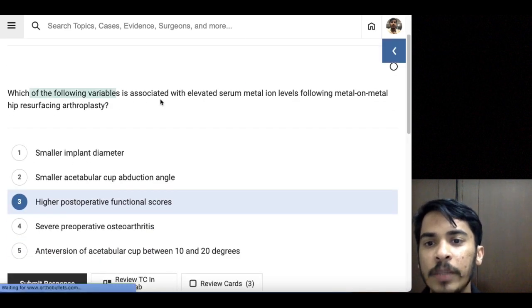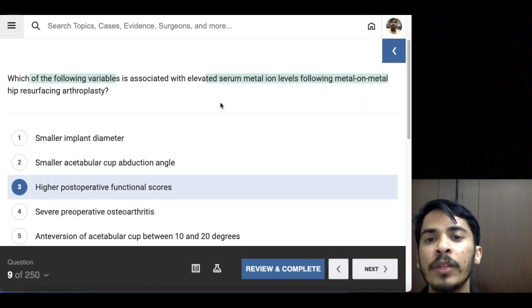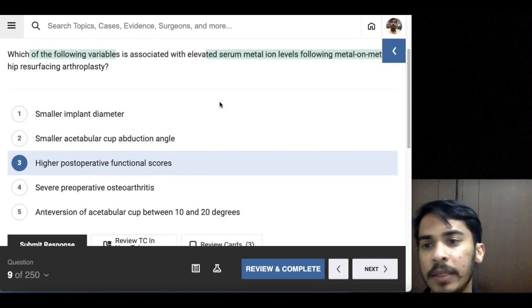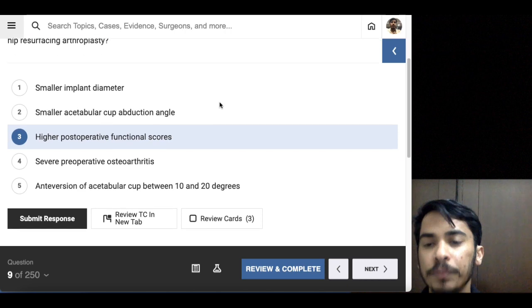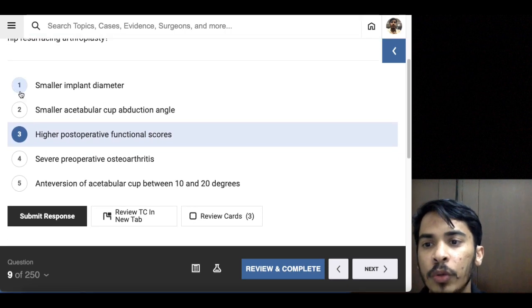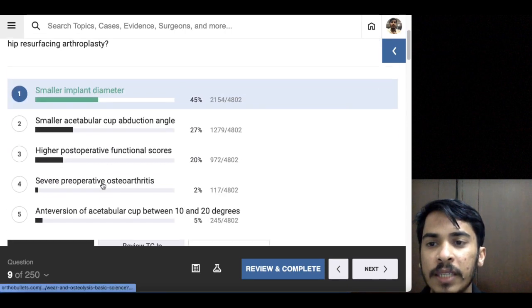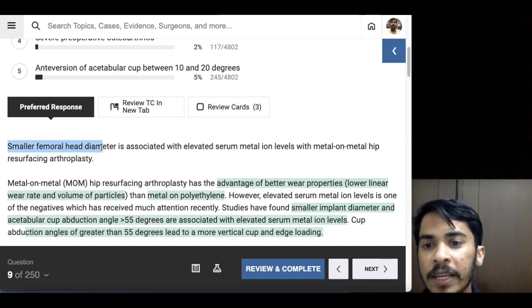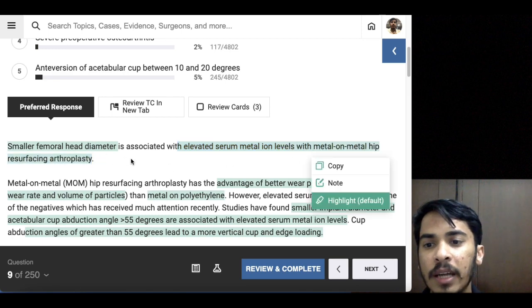Which of the following variables is associated with elevated serum metal ions in metal-on-metal hip resurfacing arthroplasty? So we have to know the factors that cause increased metal ion levels in metal-on-metal hip resurfacing arthroplasty. There are two things we have to understand: smaller implant diameter and smaller femoral head diameter are associated with elevated serum metal ion levels in metal-on-metal arthroplasty.